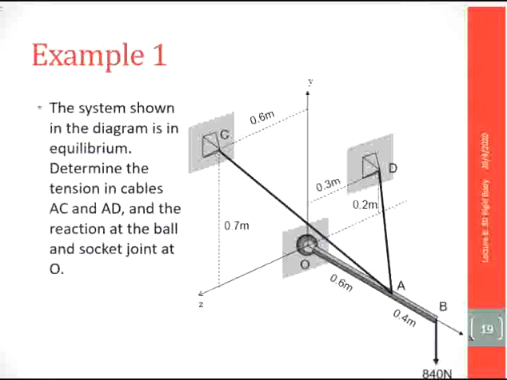So this system shown in the diagram is in equilibrium. Determine the tensions in the cables AC and AD. So this question asks first for the tension in AC, second the tension in AD, and the reaction at the ball and socket. The third one is the reaction at the ball and socket.